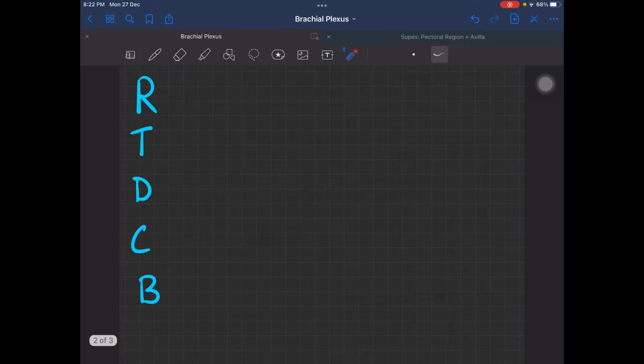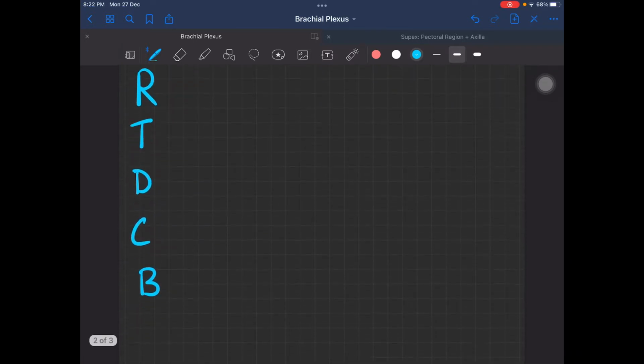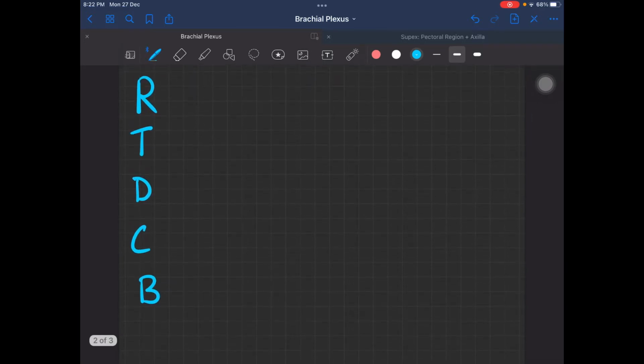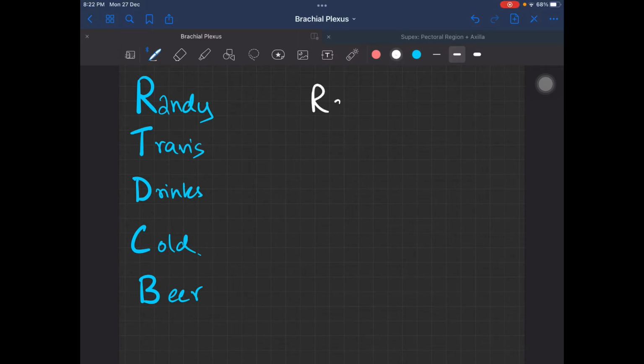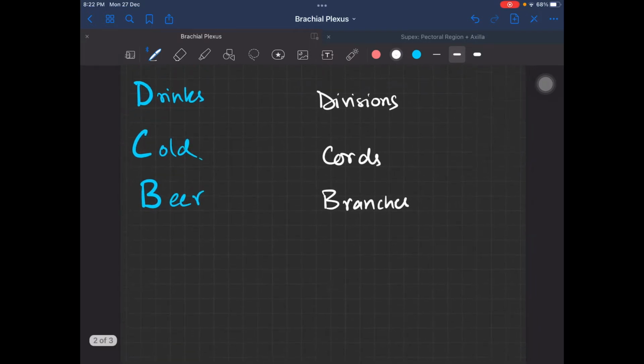As for everything in anatomy, there is a mnemonic for remembering the various parts of the brachial plexus. The brachial plexus is divided into 5 basic parts. So what is the mnemonic? The mnemonic goes as Randy Travis drinks cold beer. So what do the letters stand for? R stands for root, T for trunks, D for divisions, C for cords, and B for branches, the terminal branches. So what does all this mean?